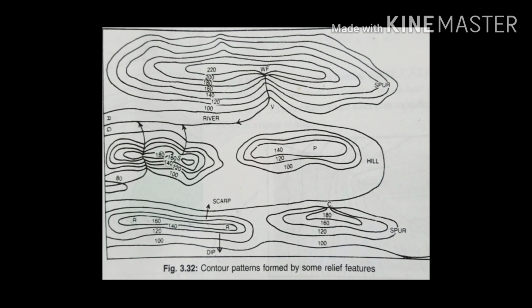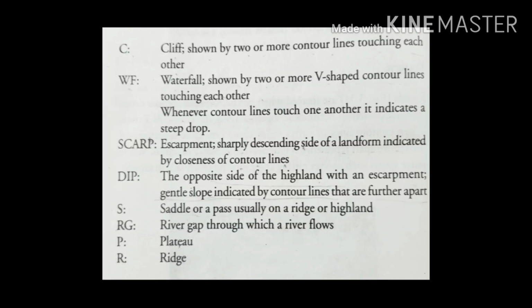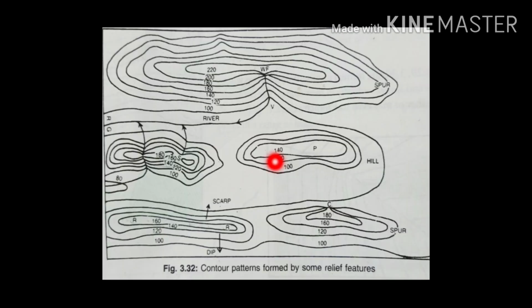So students, this picture shows us some typical landforms which we can learn about with the help of reading contours in a topographical map. Here is the list. C stands for cliff, WF for waterfall. So like this, it's written here, the nature, how they are shown in the topographical map. When you read this and we also see this picture, we'll understand the features in a better way.